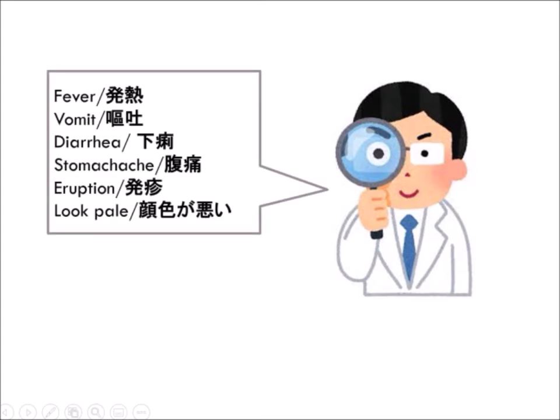In the nursing home, when you see the user with any symptom like fever, vomit, diarrhea, stomachache, eruption, and looks pale, you should report to nurse and doctor. It is very important to prevent infection disease as early as possible.